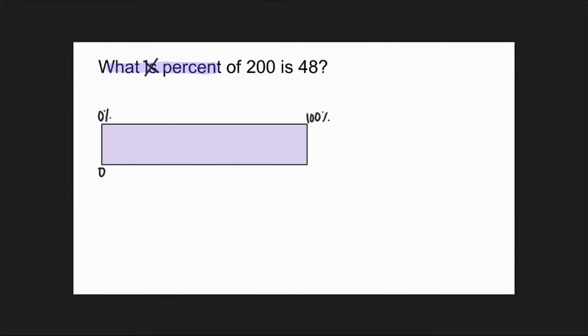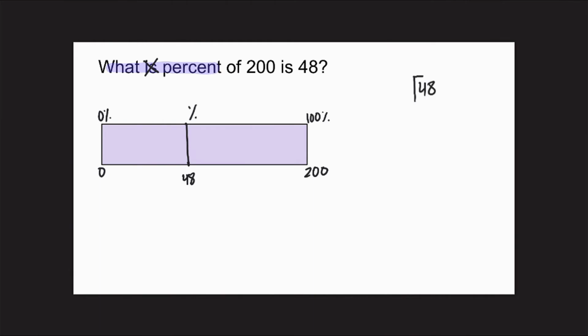So it says, what percent of 200? Of 200 means of the whole, right? So that goes over here at 100%, and 48 is the part. It's not 48%, it's 48. So I can see down here I have the part and the whole, and on the top I'm missing a percent. So I'm going to be finding the percent, right? It says divide the part by the whole. Here's the part, here's the whole.